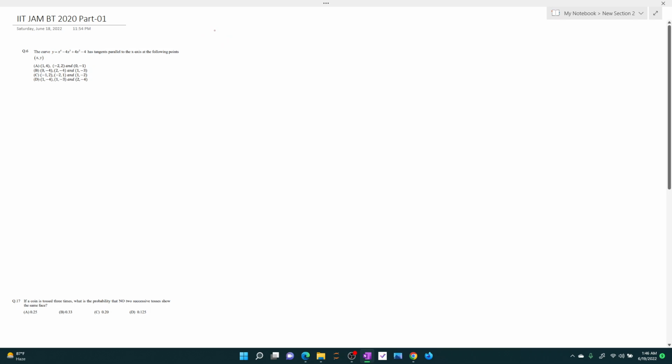Given that we have a curve y equals x power 4 minus 4x power 3 plus 4x square minus 4, and we need to find the points x and y where tangents are parallel to the x-axis. If this is the x-axis and y-axis, and the tangent is parallel to the x-axis, that means it will never cut the x-axis. So I can say that theta is 0 here.